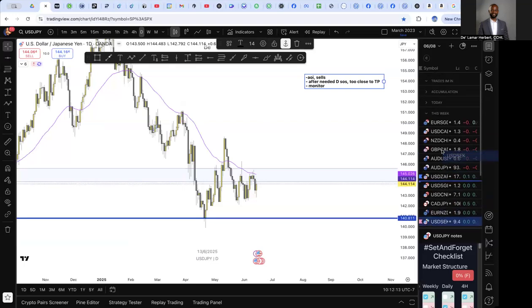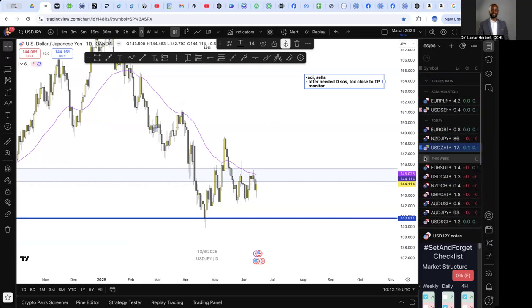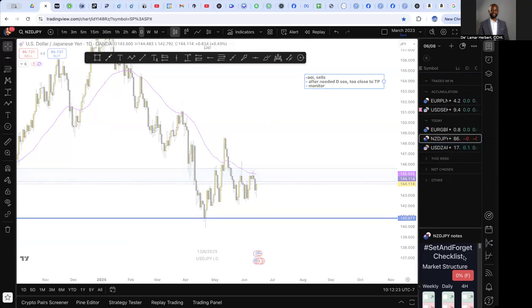All right, I'm going to move this up here to accumulation. I'm going to move this up here to today. All right, so that's for this week. Now today we only got a few. Besides USD ZAR, we have two here for today.